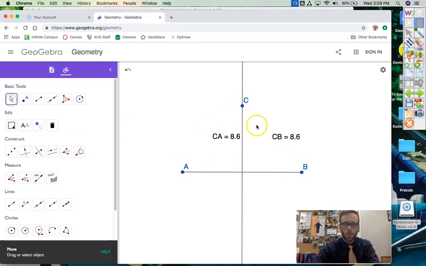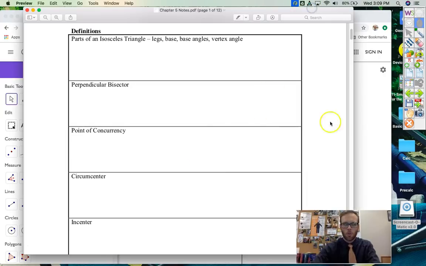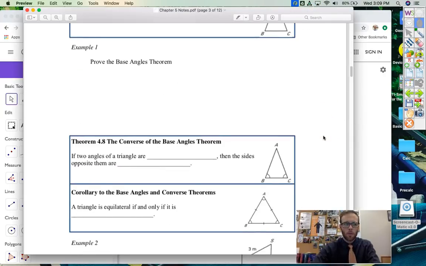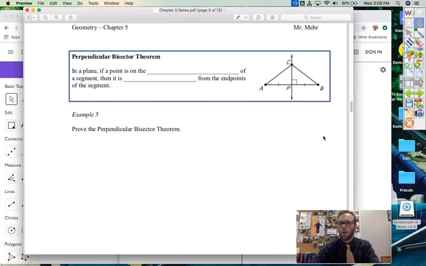Is that true as I slide this up and down? Yes, it is. And I think that's pretty intuitive. I think you guys would have guessed that even before I got on GeoGebra. And as we slide down here, that is called our perpendicular bisector theorem.